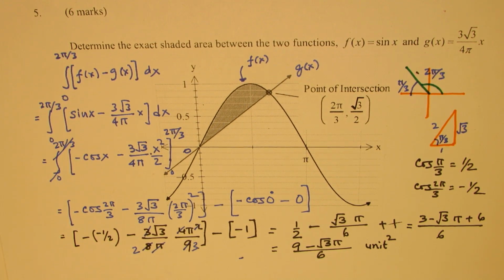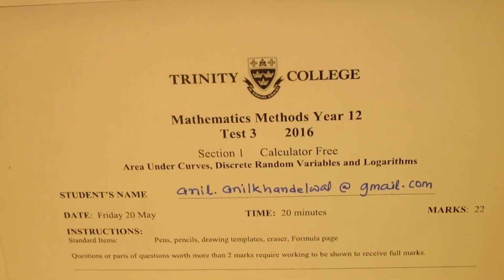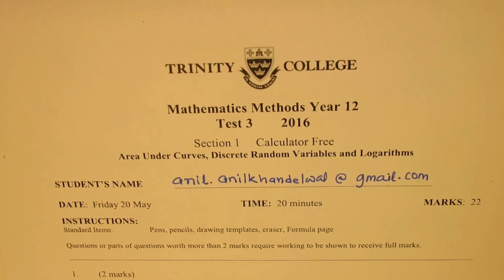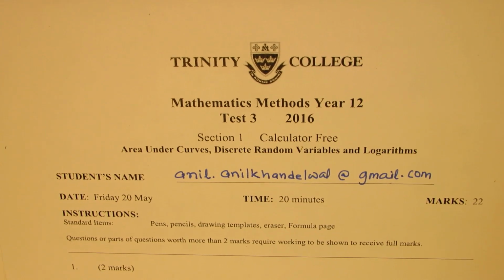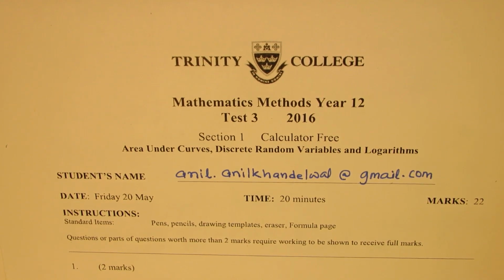Now I hope with this you understand how to solve a test paper which is something like this. It is section 1, calculator free, where we had questions based on area under the curve, discrete random variable, and logarithms. So look for other links on related problems which I'm sharing with you. I hope you understand and appreciate what we have done here.